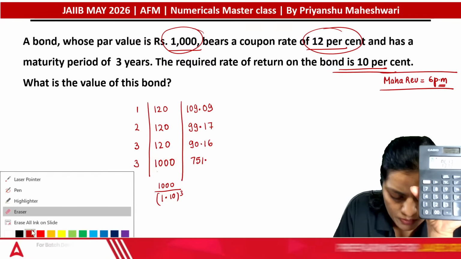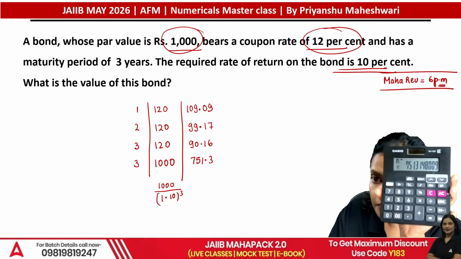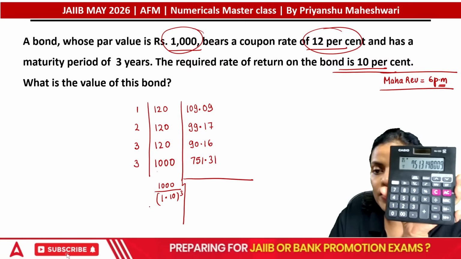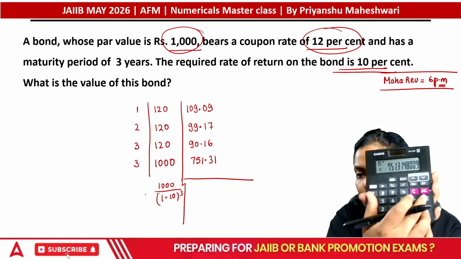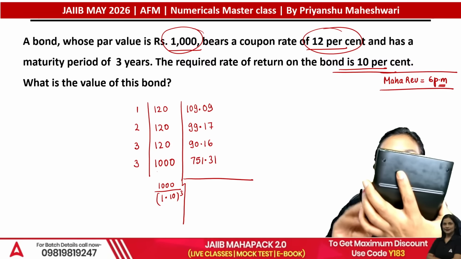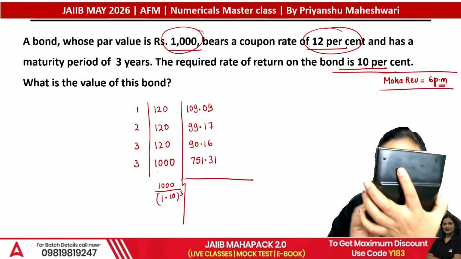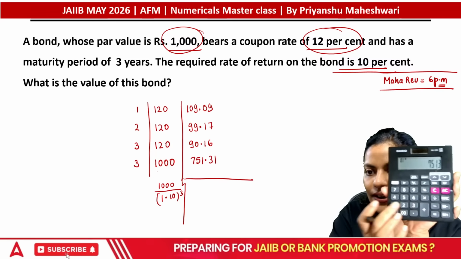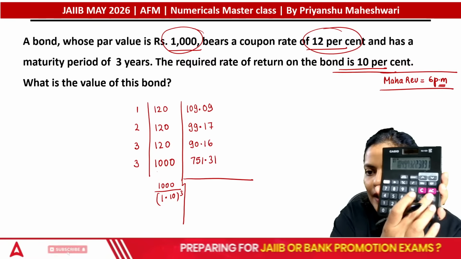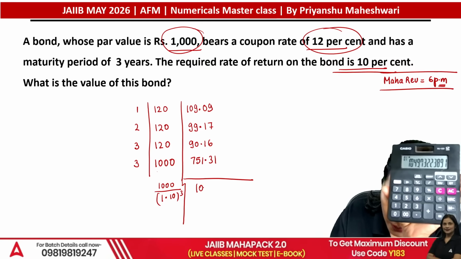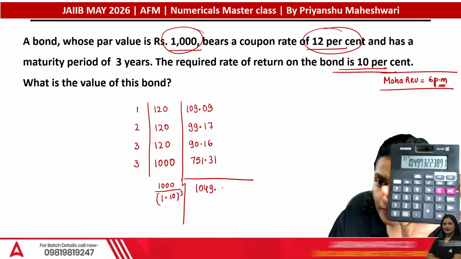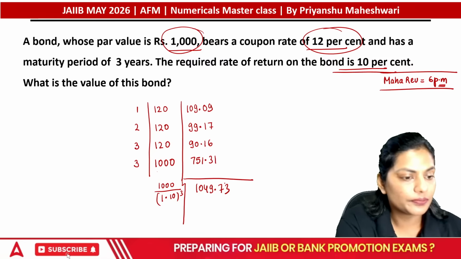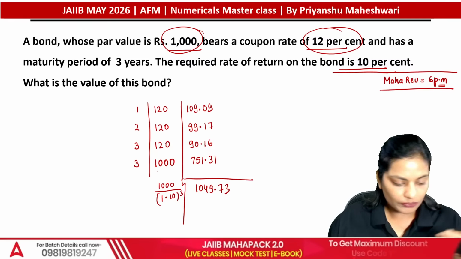Try to add all these values. Okay? If you don't know the M plus trick, you can just add them now. You will get the answer. If you know the M plus trick, press MRC. What have I done? Wait, 751, I forgot to press M plus. 0.31 M plus MRC. You will get the value as 1049.73. So, you just have to add all these values together. Correct? You got the answer.